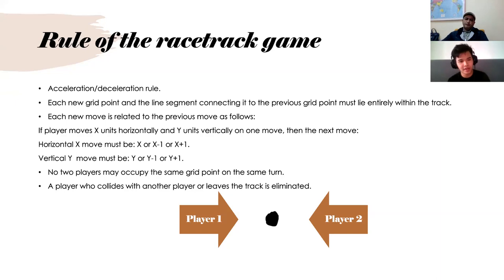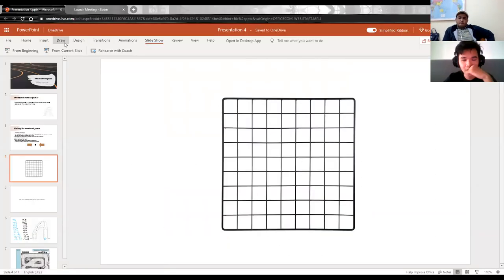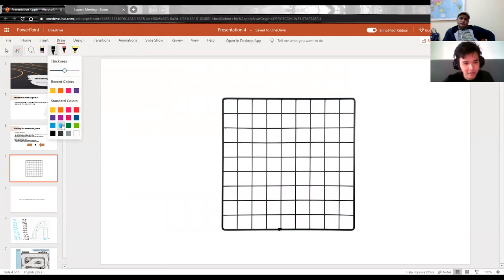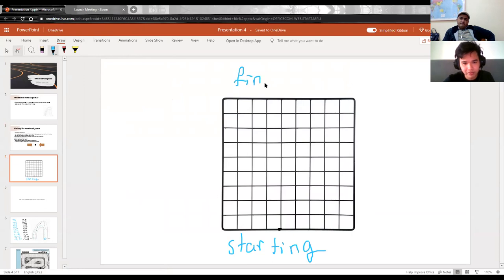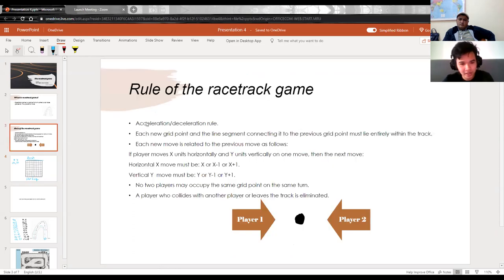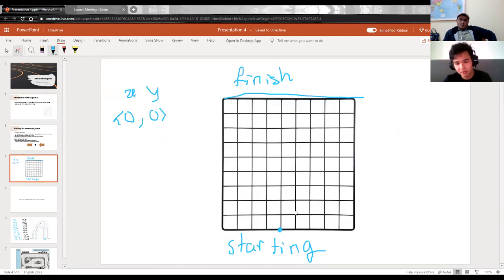What are the rules? The first rule is the acceleration and deceleration rule. What does that mean? Right here, I have a graph to represent it. It's a straightforward graph with no complication at all. By applying the acceleration rule, each player has a starting point over here. Let's assume this is the starting point, and this one is the finish line. If we start from here, our vector is 0, 0, determined by X and Y. So from here, we have 0x and 0y. By the acceleration rule, we have to move either horizontally or vertically by one. So we can move to here, here, here, or there.